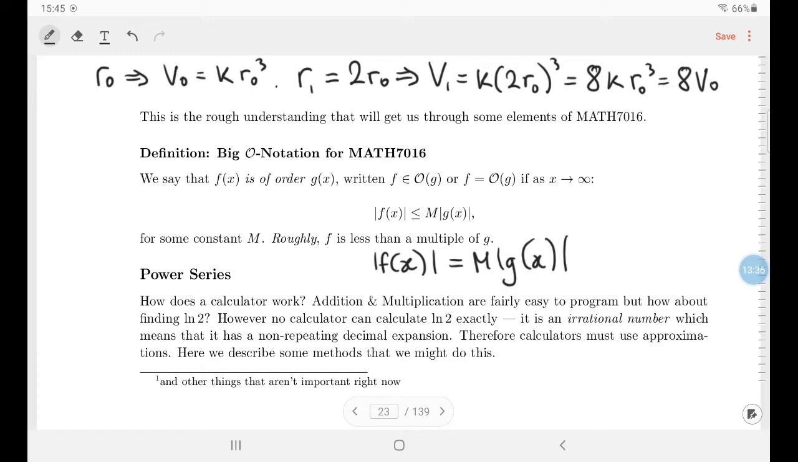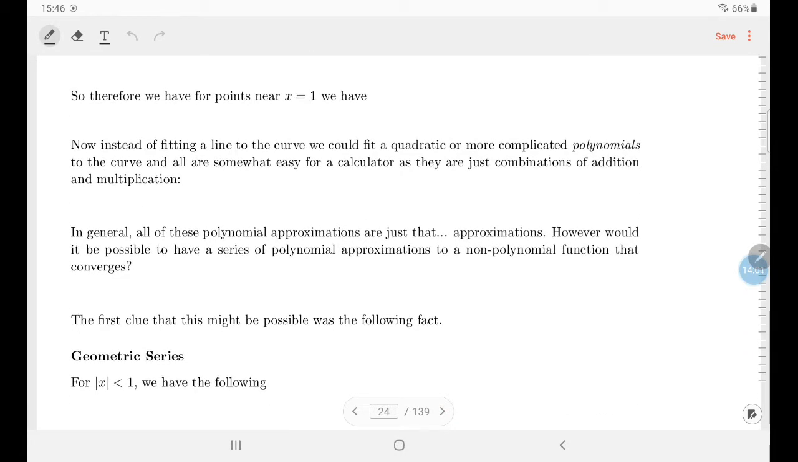Addition and multiplication are easy to program. I mean, you know how to do long multiplication and addition. But how about finding the log of 2? No calculator can calculate log of 2 exactly, because it has an infinite decimal expansion. It's about 0.693 or something like that, but it keeps on going. So calculators must use approximation. So we'll look at some ways that maybe they do it.